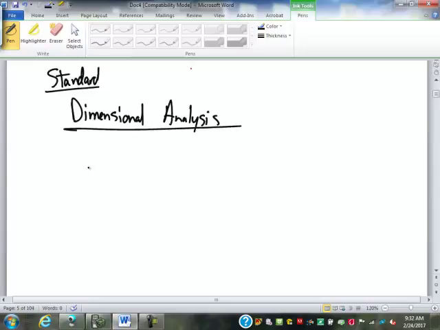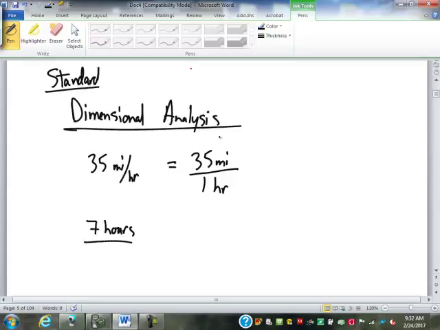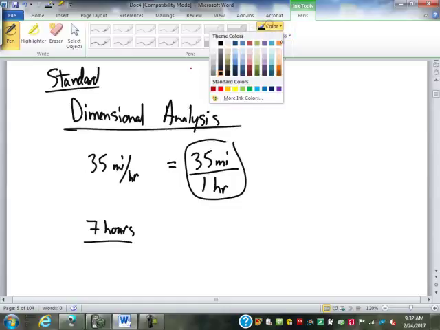If we look at it as, let's say we're traveling at 35 miles per hour. And I write it like this, it's 35 miles per hour instead of mph. That actually is a relationship or a ratio of 35 miles over 1 hour. It's a rate. If we want to know how long or how far we can travel in 7 hours, by using the units and by setting it up like this, we have two different options here.